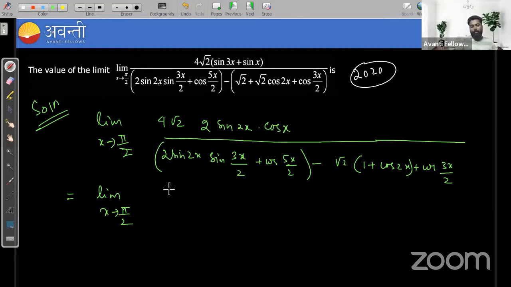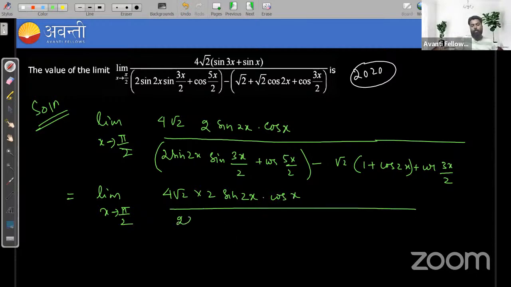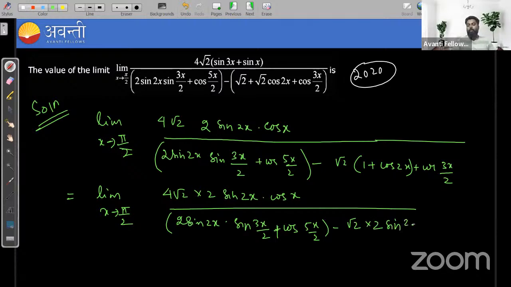So let's simplify it. 4 root 2 into 2 sin 2x into cos x, divided by 2 sin 2x into (cos of 3x by 2 plus cos of 5x by 2), minus, this will be 1 plus cos 2x, अभी अभी बोला था ना तुम लोगों को, that will be root 2 into (2 sin square x plus cos of 3x by 2). Is it or not? Yes.